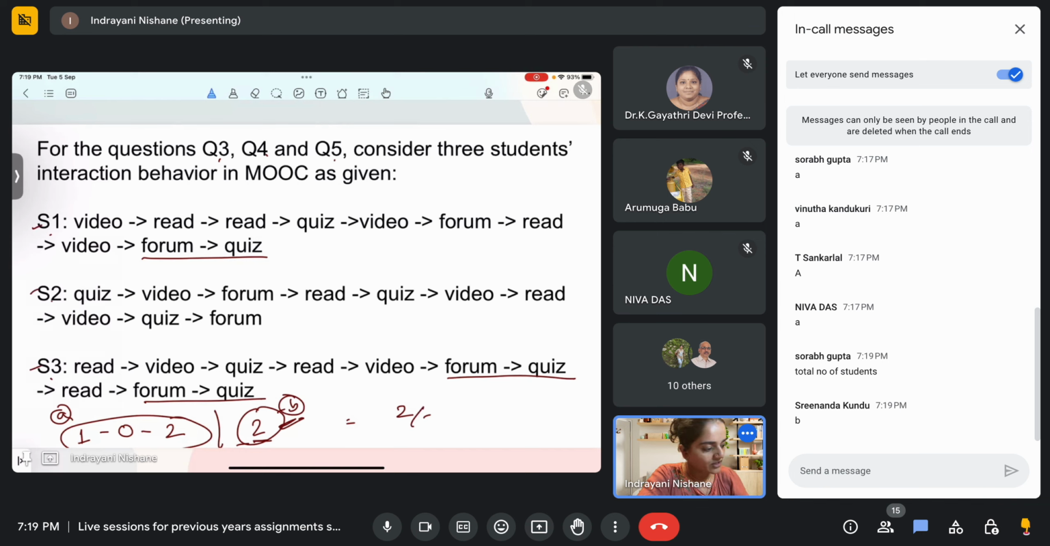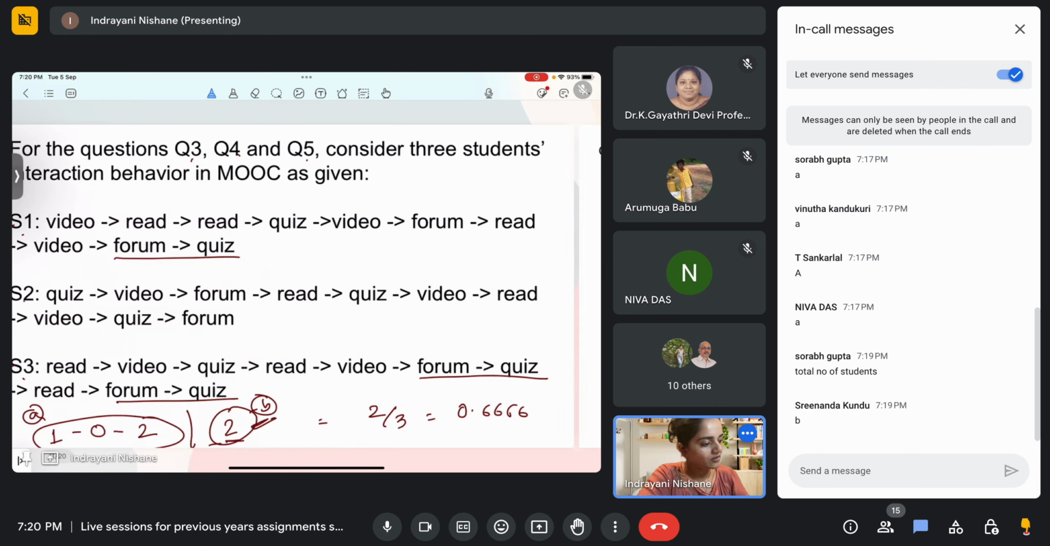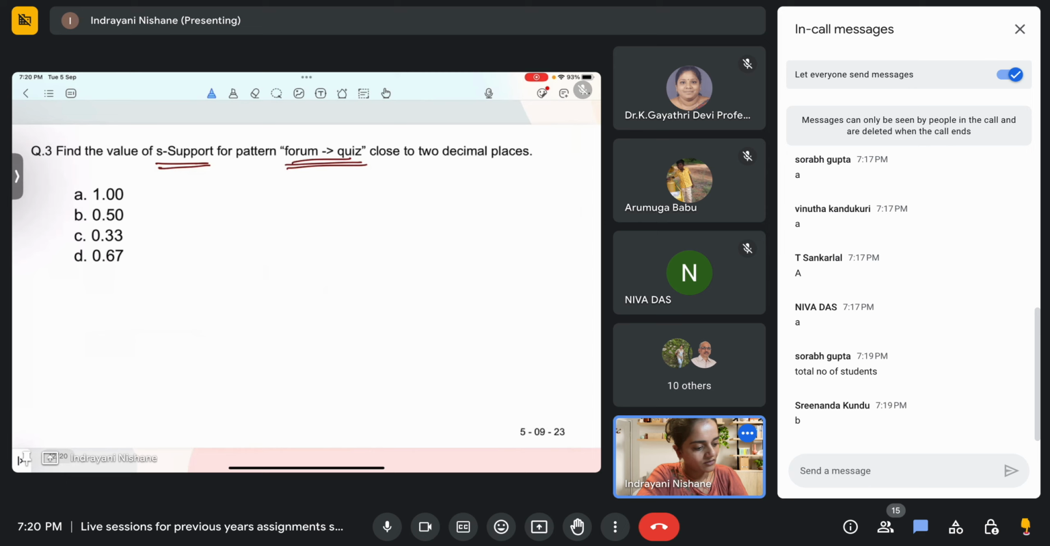There are 3 students in total, so this is 2 by 3, which comes to 0.666, so 0.67. So option D is the correct answer. Shrinanda, it's not B. The answer is option D.